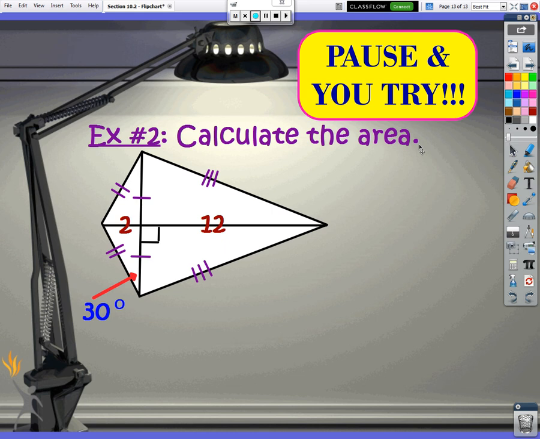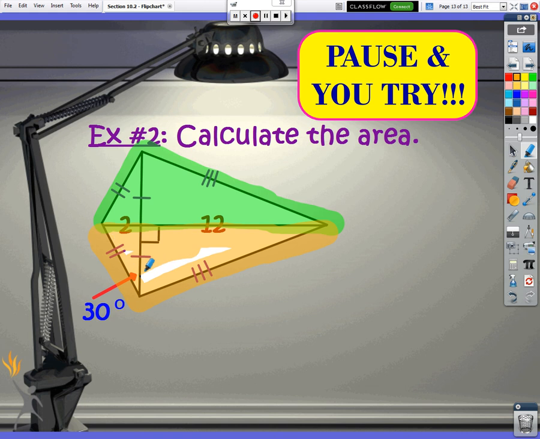But I'm also going to show you how to do it right now. So again, if you want to pause and try it and then check your answer, that's fine, try it out. Now, this is a kite problem. So we're going to think of this as this triangle, and it's going to have the same area as this triangle down here. So I'm going to try to just use good old 1/2 base times height.